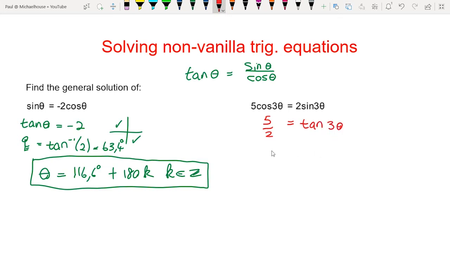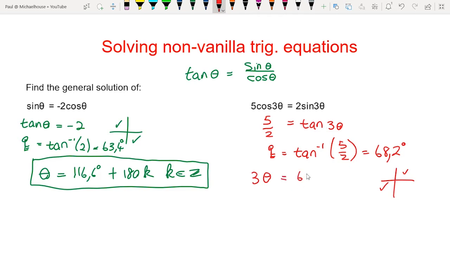Now we need to get our reference angle, our key angle. We're going to get that by undoing tan of 5 over 2, which is 68,2 degrees. For tan to be positive, we're in quadrants 1 and 3. So here our general solution will be 3 theta, because that's our angle, is equal to 68,2, that's our first quadrant answer, the key angle, plus 180k.